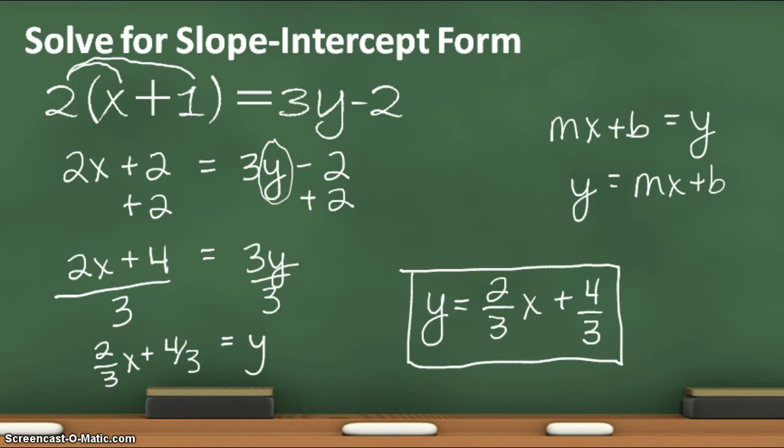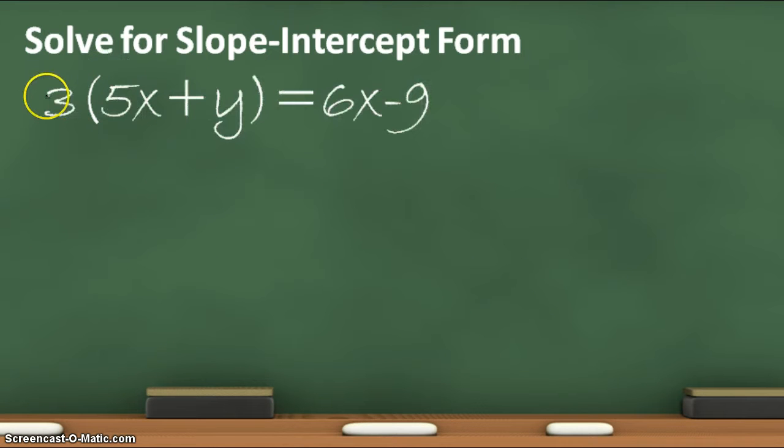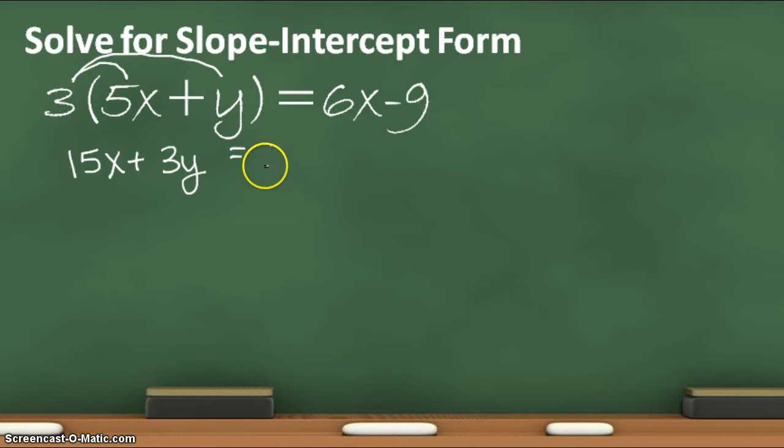Okay, so let's do one more example just to make sure you're set and ready to go. So again, this one we're going to start by distributing. 3 times 5x is 15x, and then 3 times y is 3y. Okay, so my y is over here, so that's good.